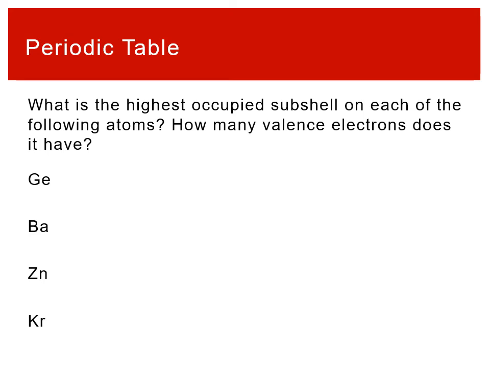So we want to look at some examples. What is the highest occupied subshell on each of the following atoms? And how many valence electrons does it have? So I got Ge, Ba, Zn, and Kr.